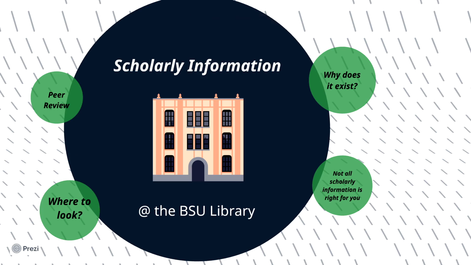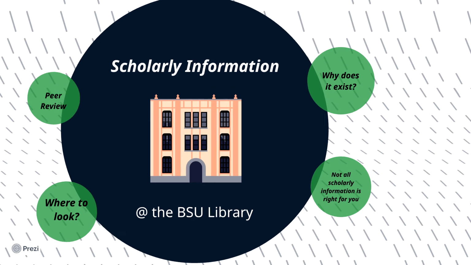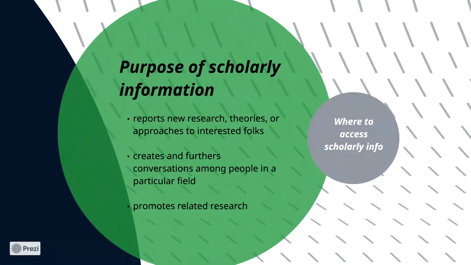Scholarly information is a fancy term used to describe writings in multiple formats available in academic libraries like the one at BSU. It's written by researchers and people like your professors, and it uses academic language. It's read by other researchers and professors within a field, but it's also read by students. And it's likely you're going to come across academic, scholarly research and information during your career.